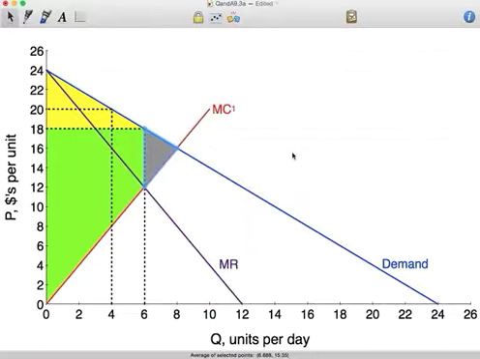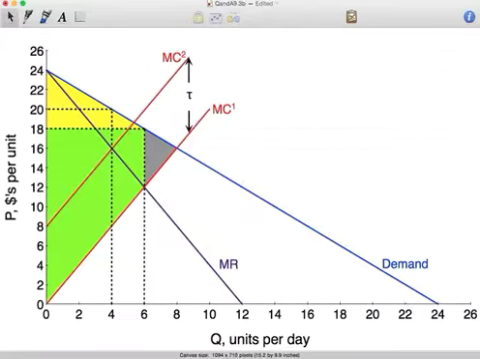loss. So what occurred in our example was that there was an imposition of an $8 per unit tax on the monopolist. And what we want to take a look at is how that impacts consumer surplus, how it impacts producer surplus, what happens to deadweight loss, etc. We want to take a look at those implications.